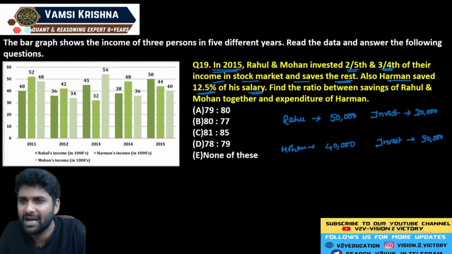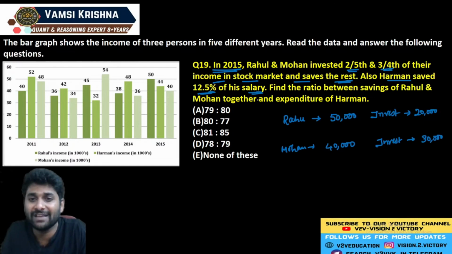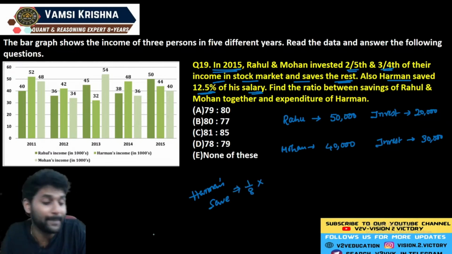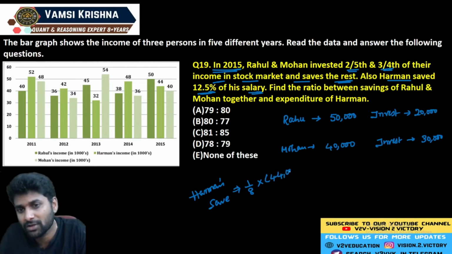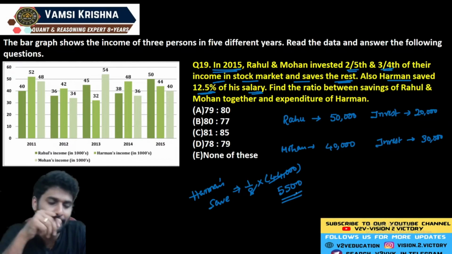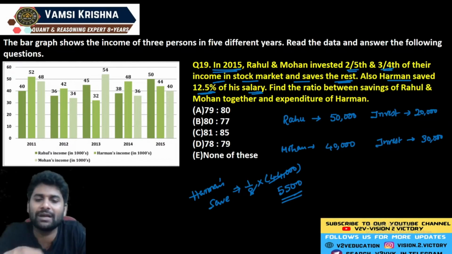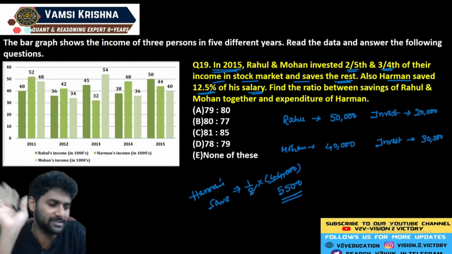Another question here. And also Harman saved 12.5 percentage of salary. So here Harman's savings. And you already know that 12.5 percentage means 1 by 8th of that value. 1 by 8th of Harman. See, Harman's value is exactly equal to 44,000. Now go through the calculation here. It's 5,500 rupees is saving. Guys, be faster in the calculation and you should learn how you are converting percentage into the fractions.